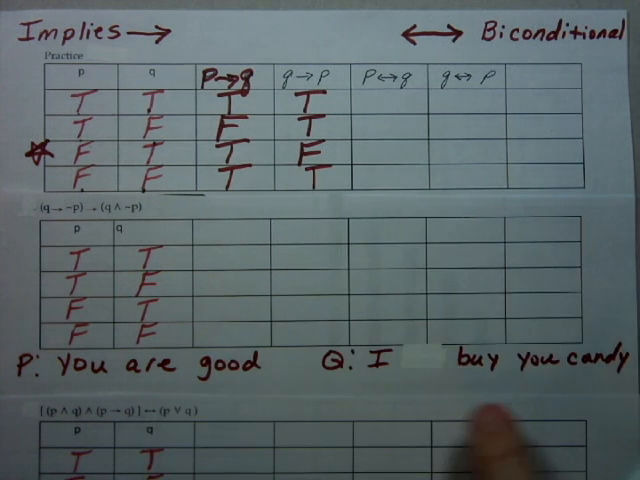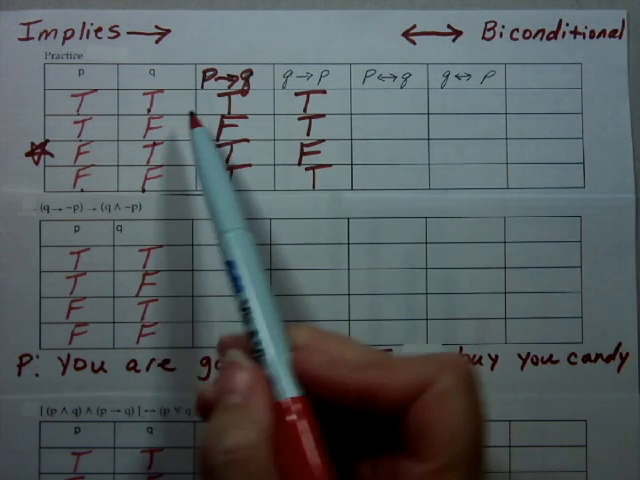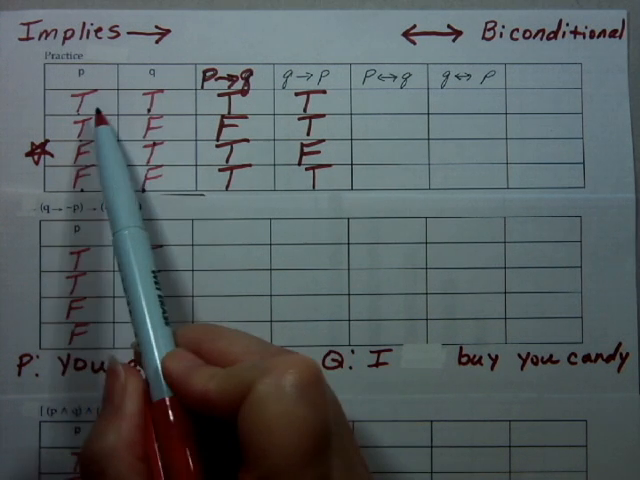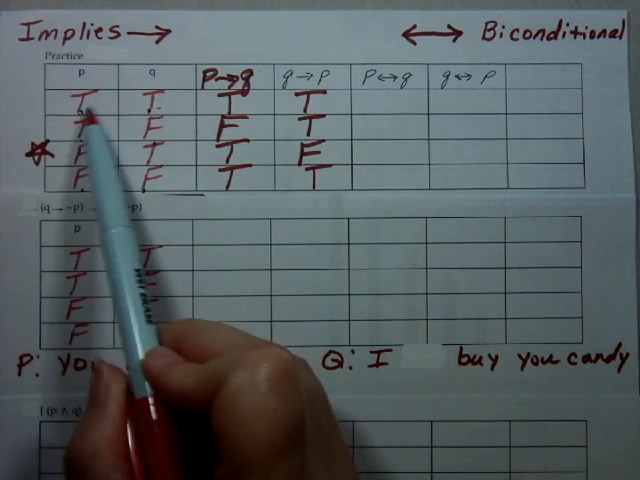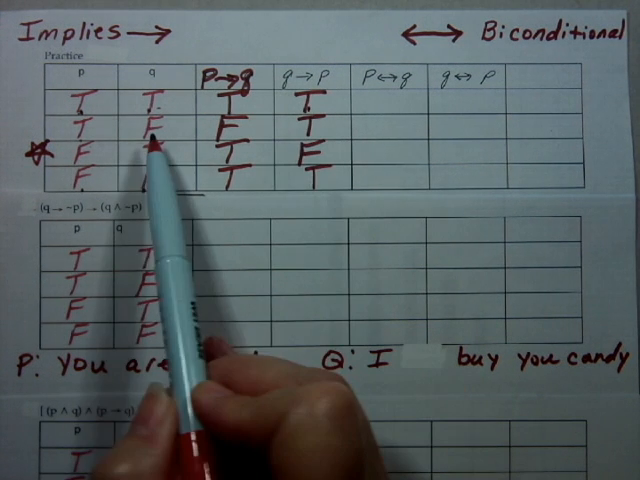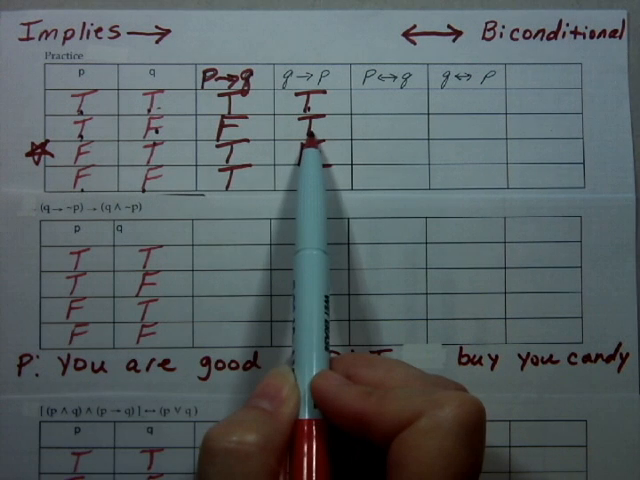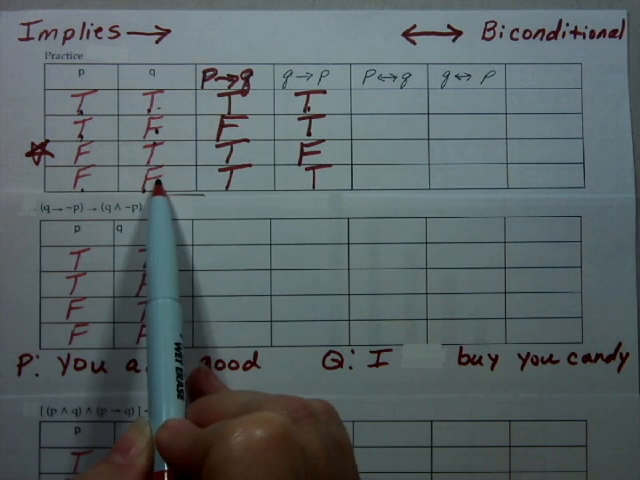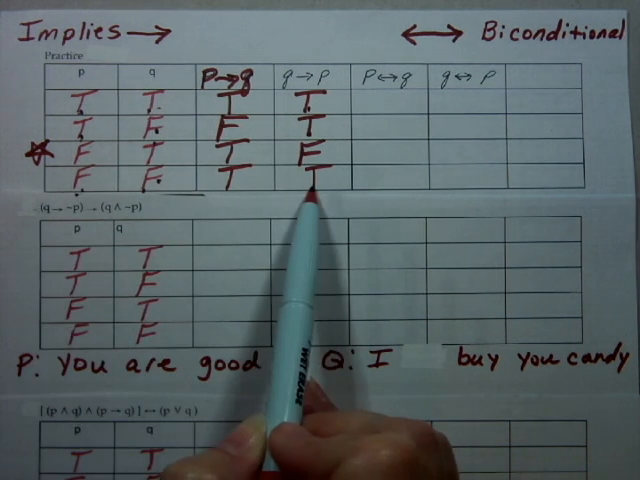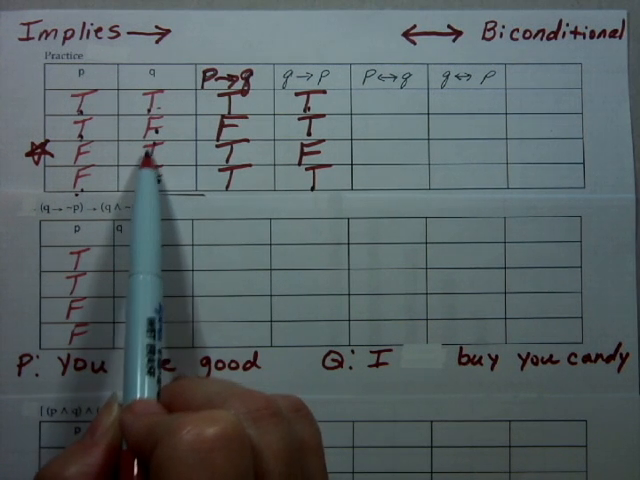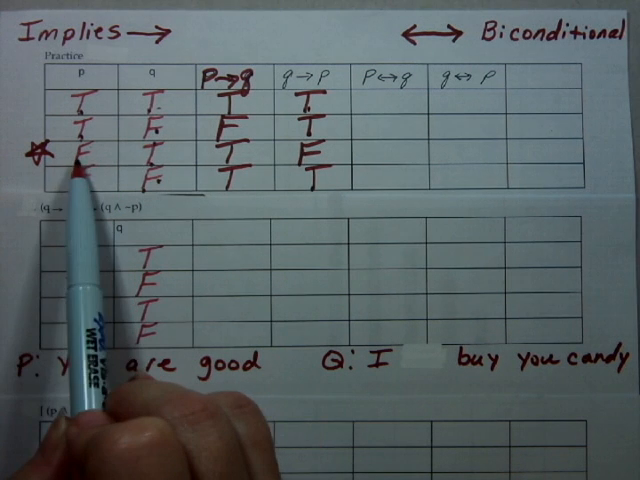You just said if I buy you candy, watch. When I bought you candy, here's me buying you candy, then you would be good. You were telling me the truth there. When I didn't buy you candy, you were good. You were still telling me the truth. When I didn't buy you candy and you were bad, you were still telling me the truth. The only time you lied is when I bought you that candy and you were not good.